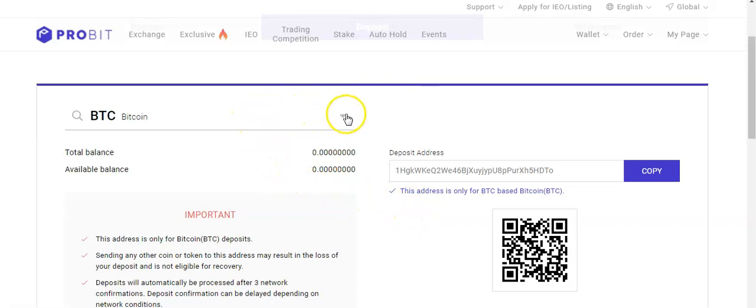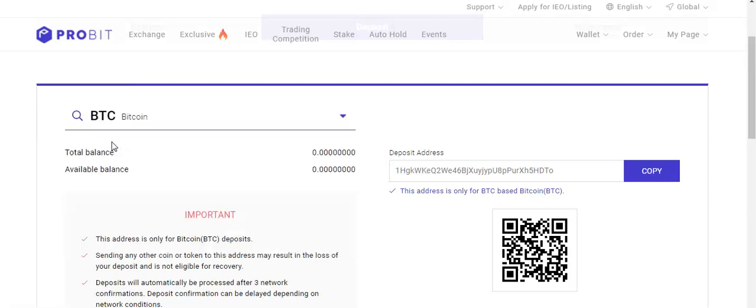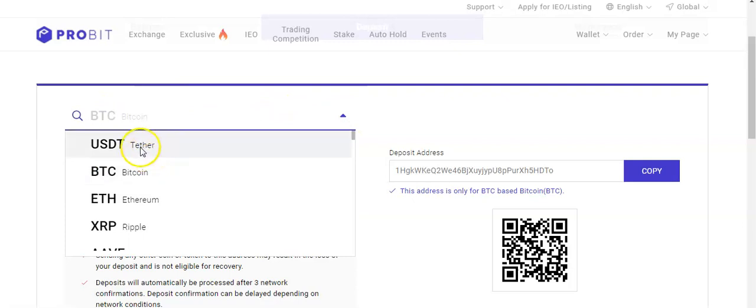Okay, let's say, for example, USDT. This is another token, a stable coin, I should say, and our tokens, both UME and EFT, will also be paired with USDT. So we must have both Bitcoin and USDT in order to be able to trade on both markets.